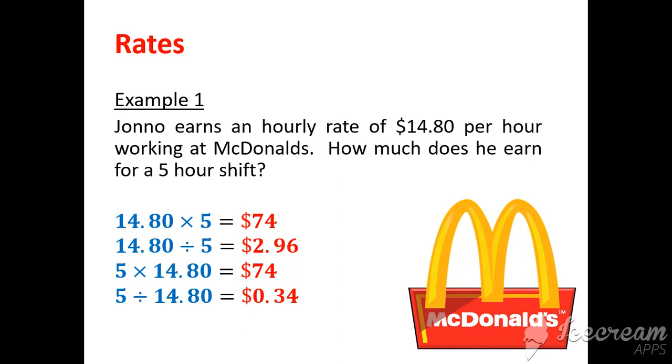Now, 5 times 1480 and 1480 times 5 both give 74 because it doesn't matter which way we times. It does matter when we divide. Right, well, since he earns $14.80 every hour, I'm pretty sure these two answers can't be correct because that means he wouldn't even get $14.80. One's $2.96 and one's not even $1. So I'm going to ditch those two answers and I'm going to be left with the correct answer, which is $74.